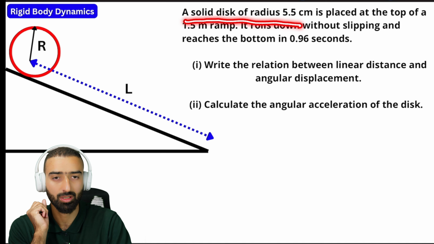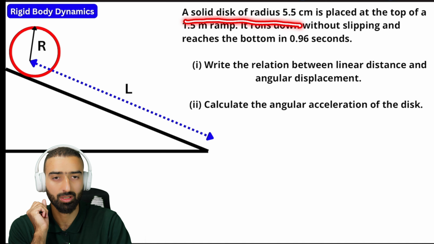As the disk rolls and reaches the bottom, let's find the number of rotations. The number of rotations, represented by the letter N, would be given as L divided by 2 pi r. Why is that? That's because 2 pi r means one rotation, and L divided by 2 pi r is going to give us the number of rotations that must take place in order to cover a distance of L.